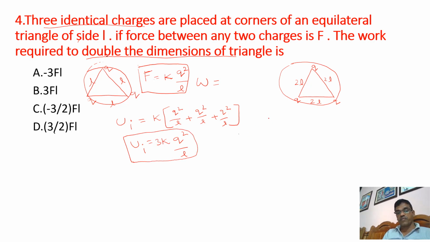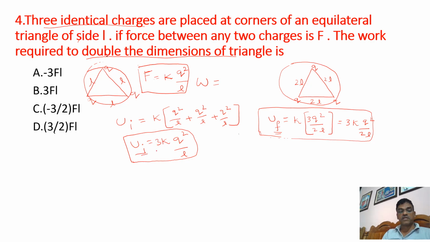Next, here also we apply the final potential energy of this system. So here KQ square by 2L, like that repeatedly 3. So how much we will get here? 3 K Q square by 2L. This is the potential energy of the final system if we shift the dimension to double. And this is the potential energy of the initial system.